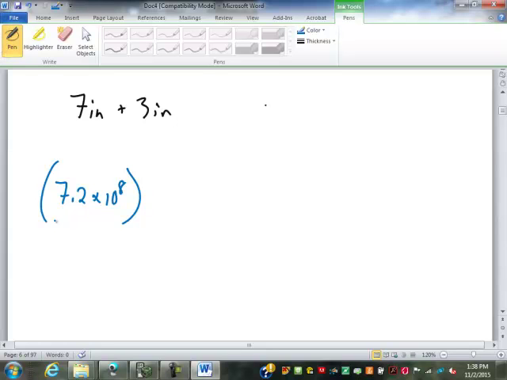The 10 to the 8th. The power of 10. So when we're adding numbers in scientific notation, we must have the same power of 10. So we have 7.2 times 10 to the 8th plus 2.3 times 10 to the 8th. They have the same name, so we can combine it.